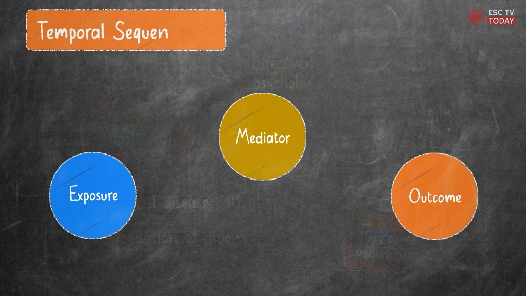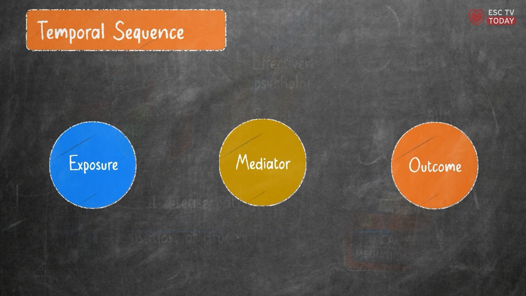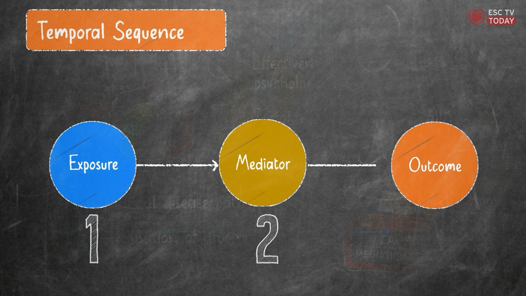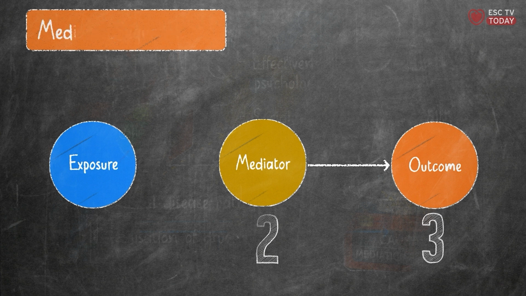In addition, a clear temporal sequence is essential. The exposure must precede the mediator, and the mediator must precede the outcome. If mediator and outcome are assessed simultaneously, reverse causation cannot be excluded.